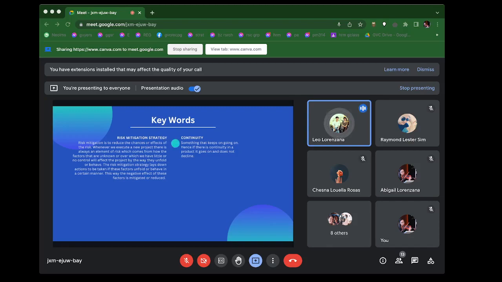Last is continuity, something that keeps on going. Hence, there is continuity in product. It goes on and does not decline.